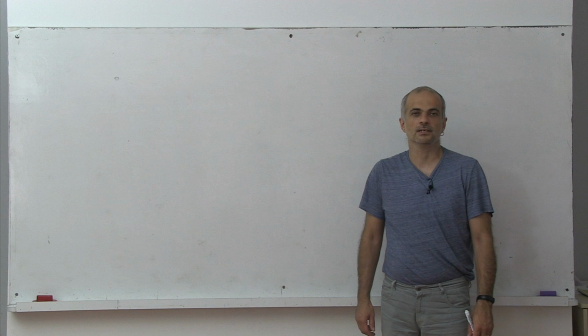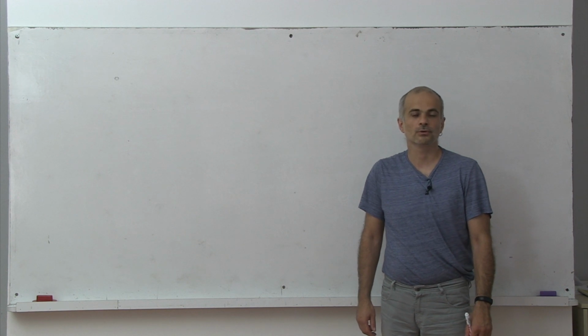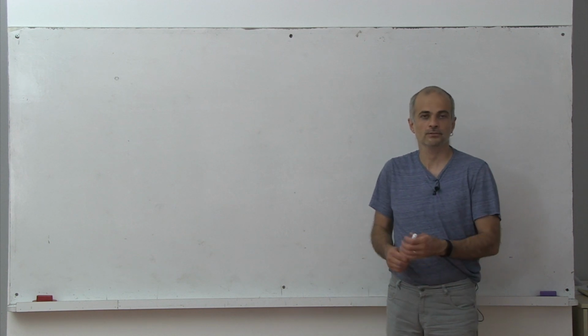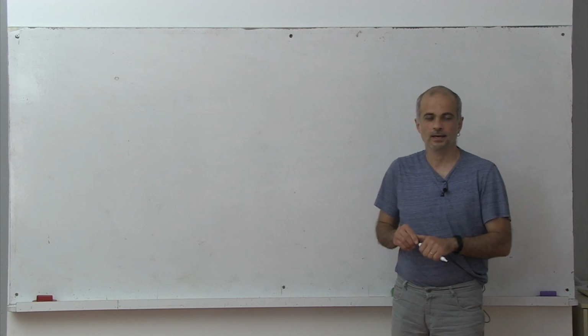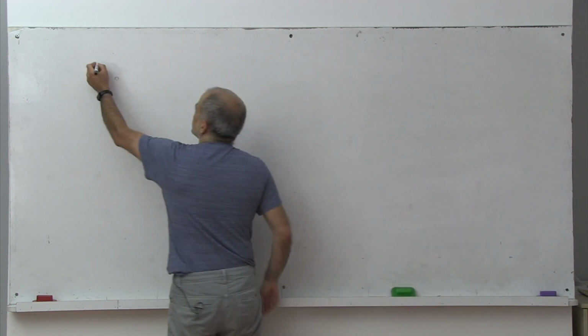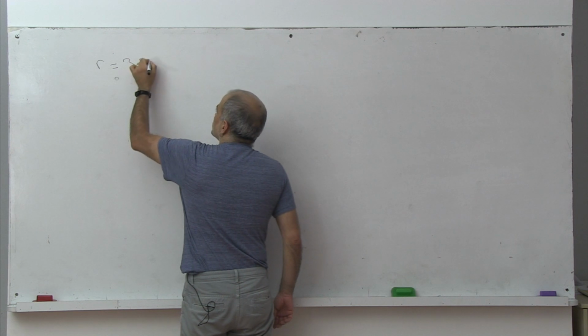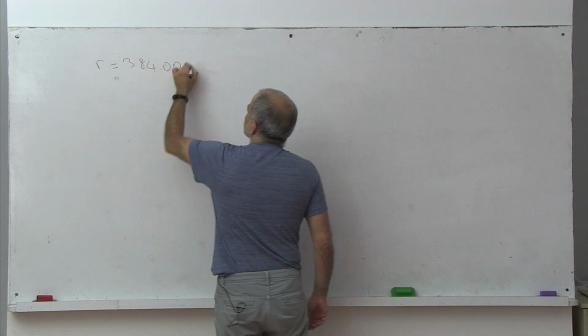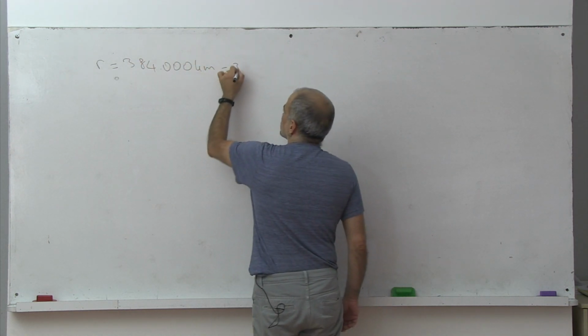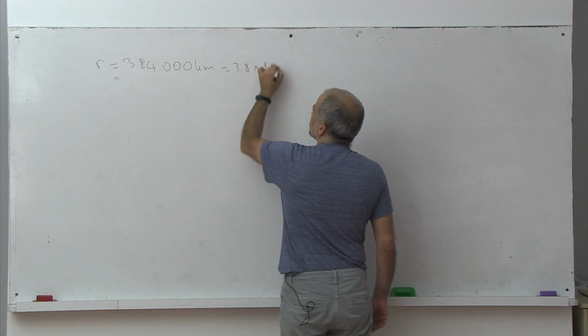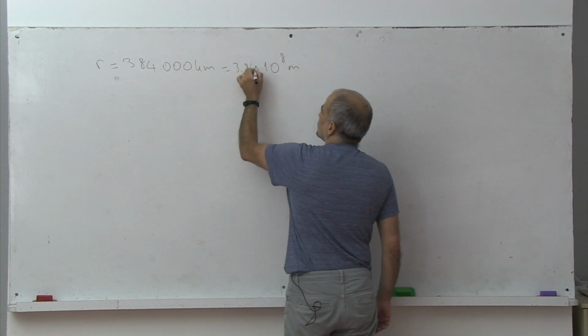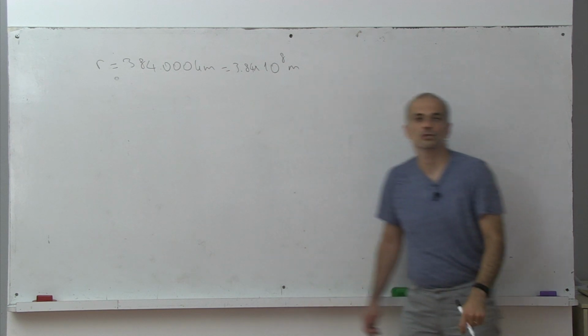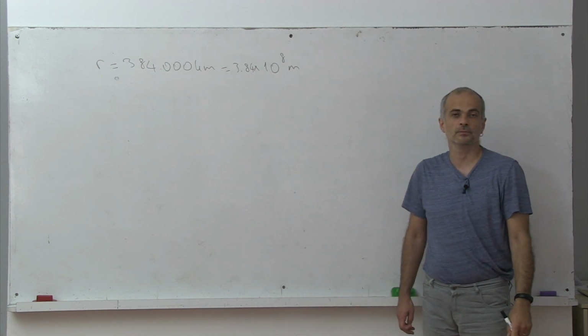Now let us calculate the acceleration of the Moon as it is orbiting Earth. The Moon has almost a circular orbit with a radius given by 384,000 kilometers or 3.8 times 10 to the power 8 meters. So this is the radius of the orbit of the Moon.